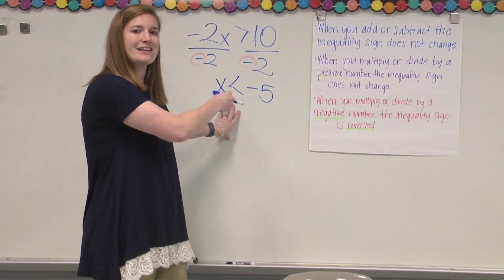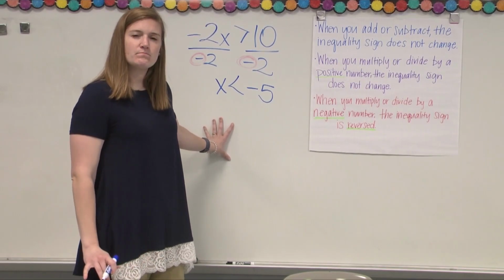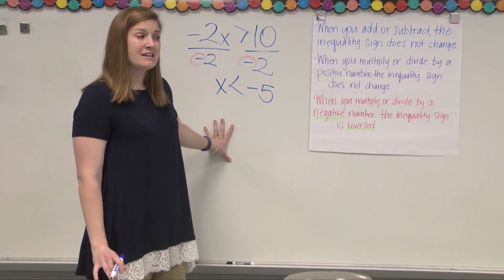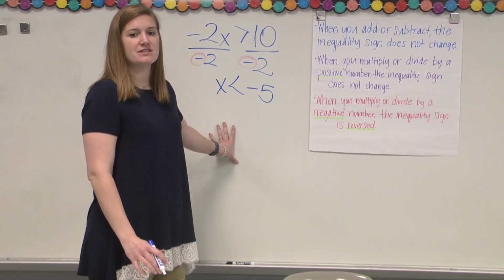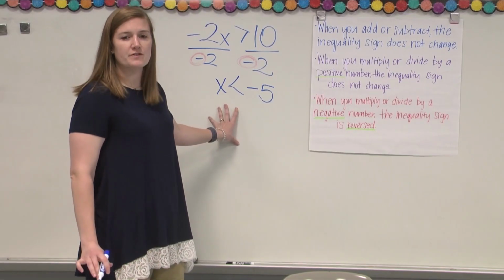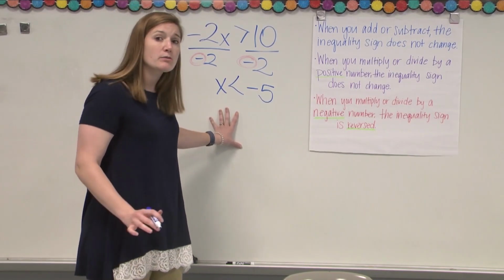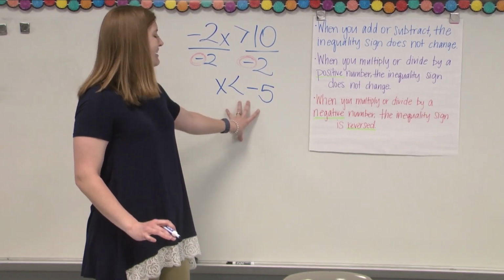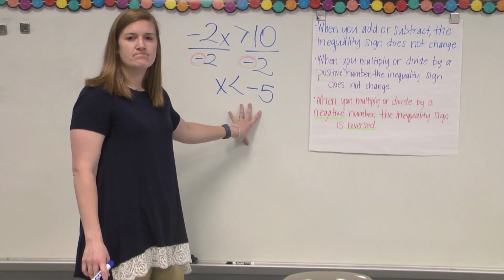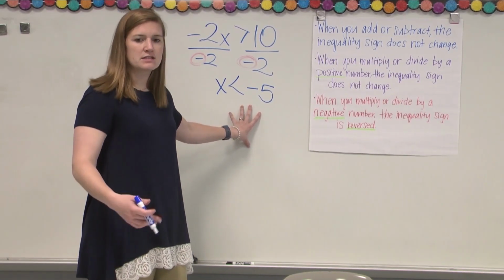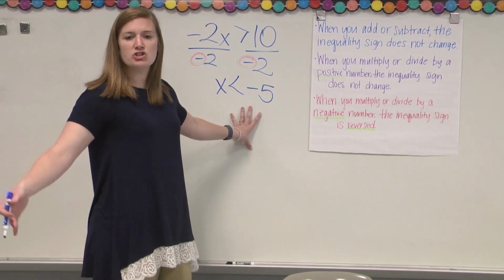So what does that answer mean? It means that any number that's less than negative 5 is going to solve this inequality. So what numbers would that be? What numbers are less than negative 5? Right, negative 6, negative 7, negative 8, so on and so forth.